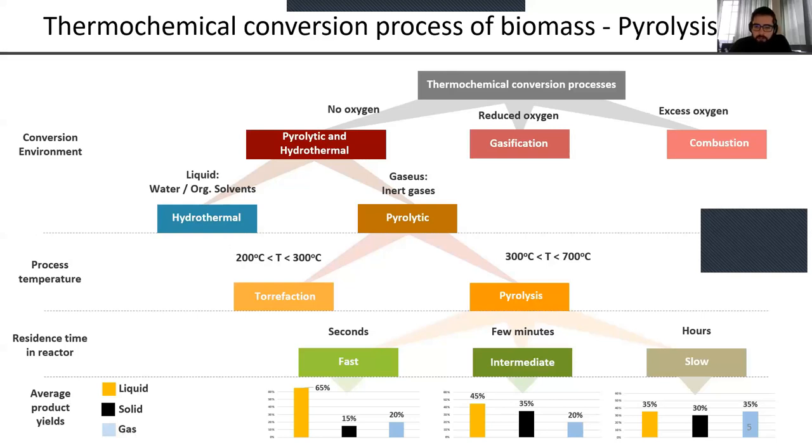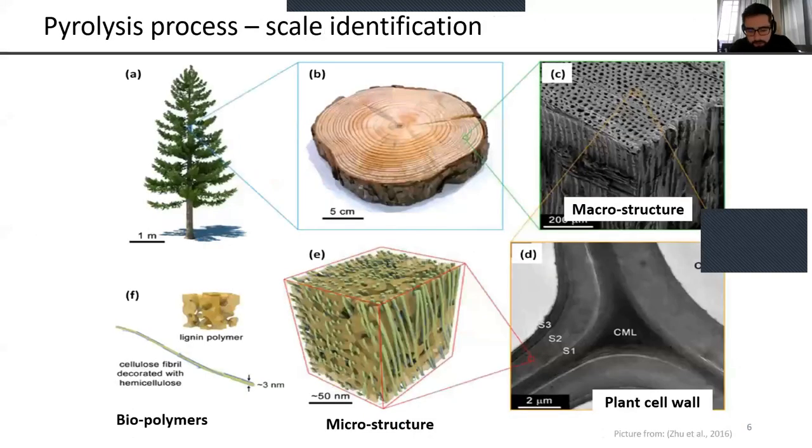And then for intermediate and slow pyrolysis, we see a reduction in the yield of the liquids and an increase in the yields of solids and gases. And in terms of biochar production, we will be mostly interested in intermediate pyrolysis because even though the yield is usually higher than in slow pyrolysis, the production time is much shorter in comparison to slow pyrolysis. All right, so how does this process look in industrial terms? Oh, no, first.